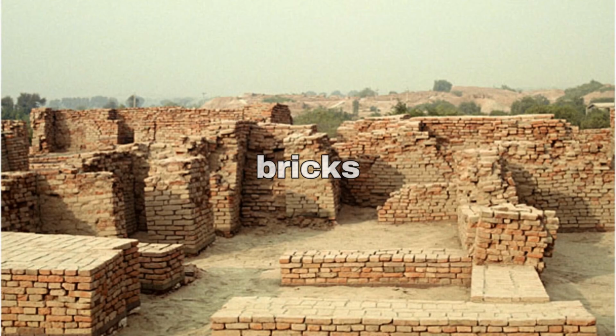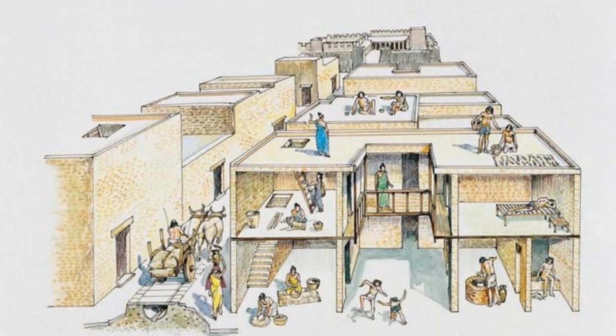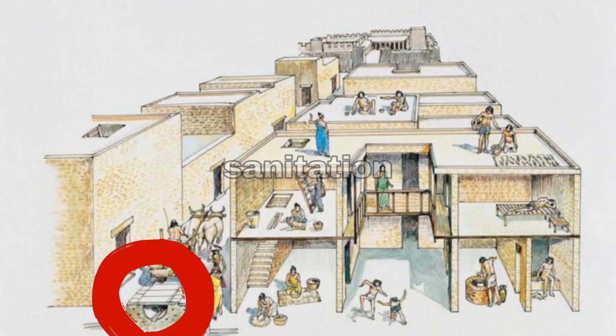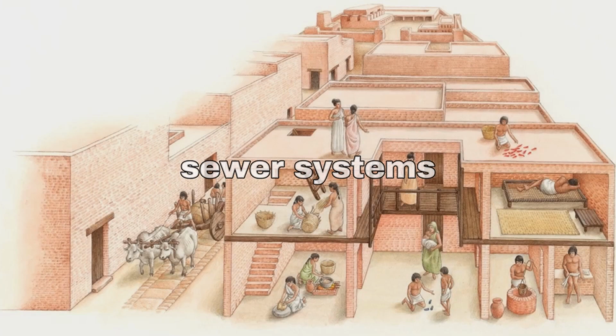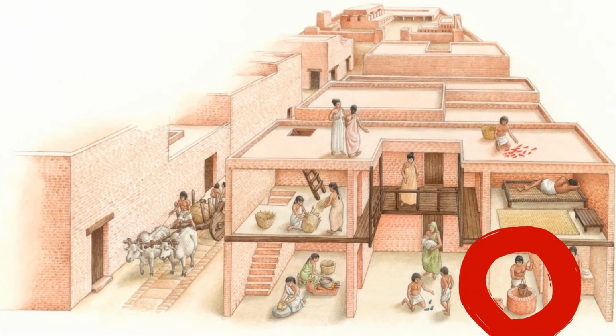Houses were built using clay bricks, and many were 2 or 3 stories tall. Houses had bathrooms with drains. Clay pipes were built underneath cities to remove wastewater and improve sanitation, just like sewer systems today. People in cities enjoyed fresh drinking water from a city well.